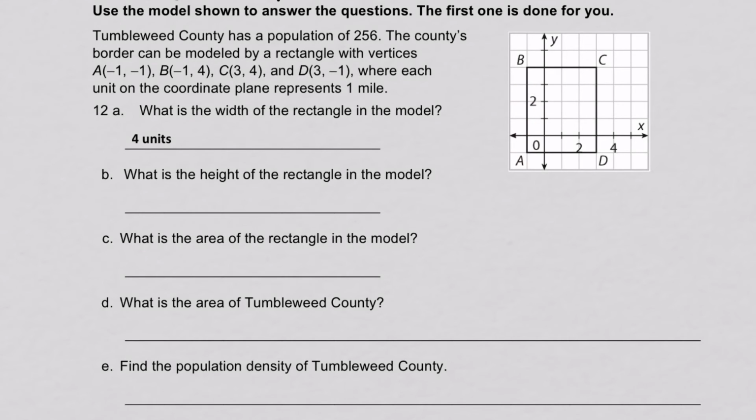What is the width of the rectangle in the model? They did that one for you. You can simply use counting here, 1, 2, 3, 4. Or you could basically say the distance between A and D, and then use the distance formula, which you guys learned back in Integrated 2, and you're going to come up with 4 units. What is the height of the rectangle in the model? The height, this height right here, you could count squares and say that's 1, 2, 3, 4, 5. That's going to be 5 units.